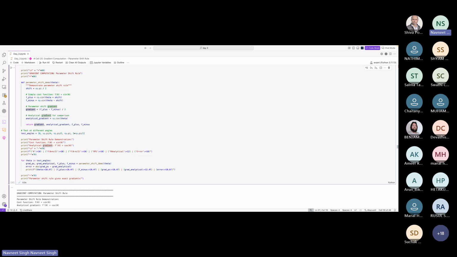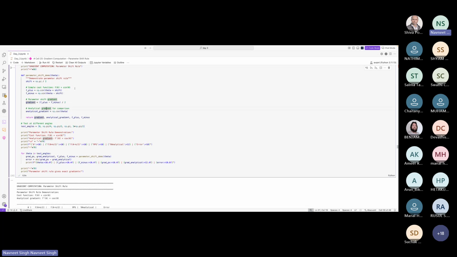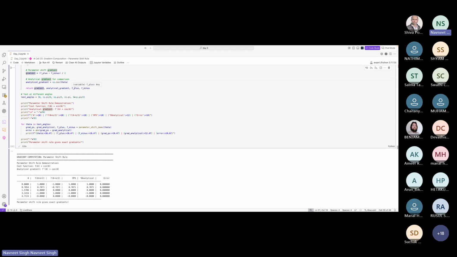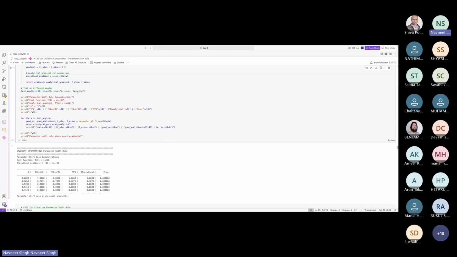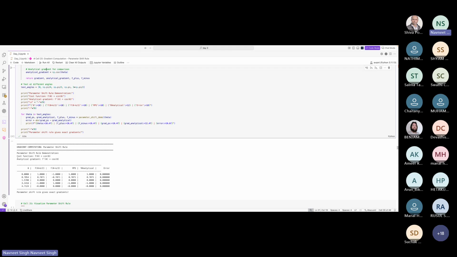For each theta, we print these values so we can compare them. When we run this, you can see that the true gradient and the parameter shift gradient agree very closely. This is exactly the trick we use for quantum circuits to get the gradient of the expectation value with respect to parameters.